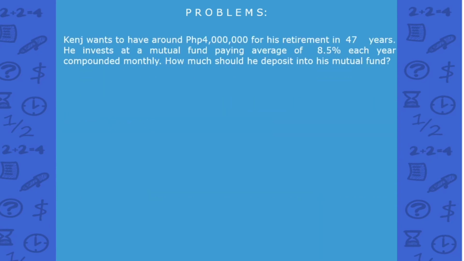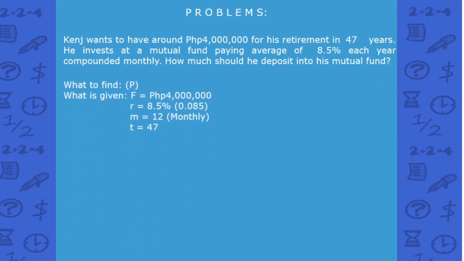For the next problem, Kench wants to have around 4 million pesos for his retirement in 47 years, and that's a lot of money. He invests in a mutual fund paying an average of 8.5% each year compounded monthly. How much should he deposit into his mutual fund? So we have to find the principal. The given is the future value, which is 4 million pesos, the rate, which is 8.5%, the mode of compounding is monthly, so the value is 12, and time is 47 years.